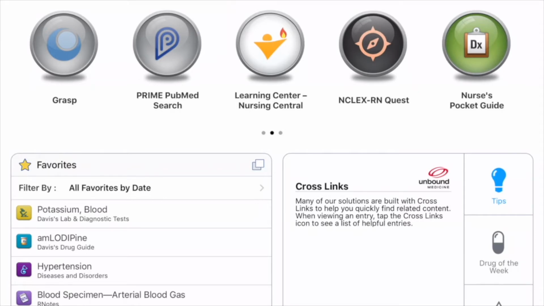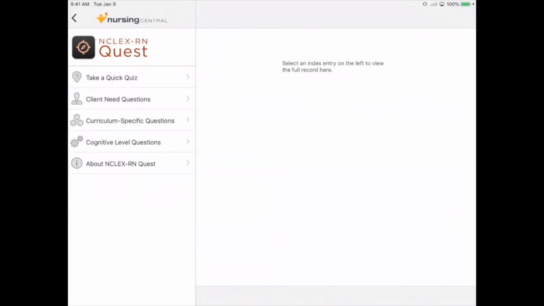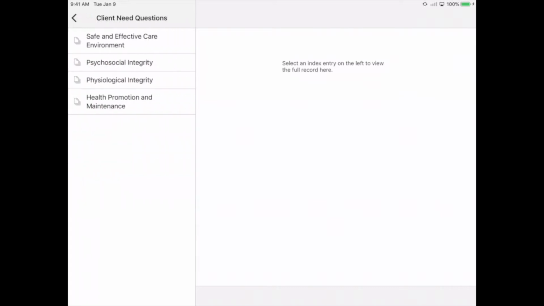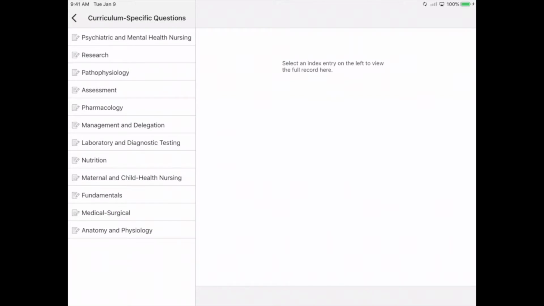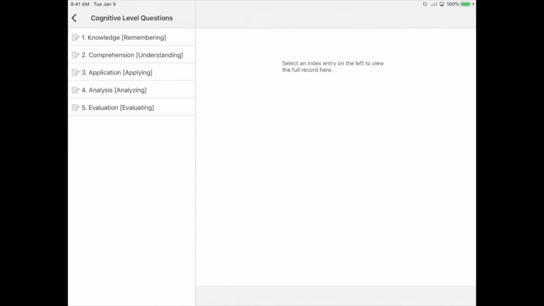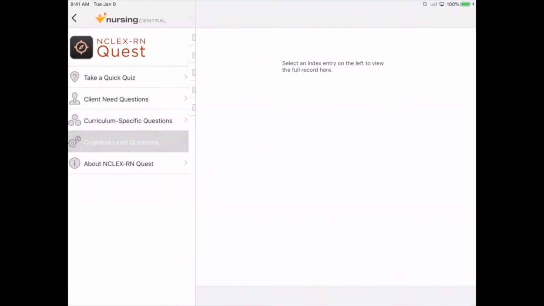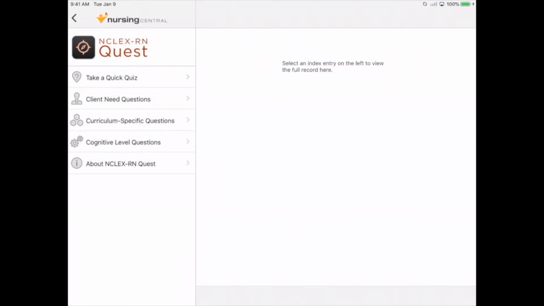NCLEX-RN Quest is another great study tool from Unbound Medicine. Like all resources in Nursing Central, no internet connection is necessary, so students can study on the go. In NCLEX-RN Quest, questions are organized by client needs areas as defined by NCSBN. Curriculum-specific questions in pharmacology, assessment, anatomy and physiology, etc., and cognitive level questions. This allows you to select a focus of study.